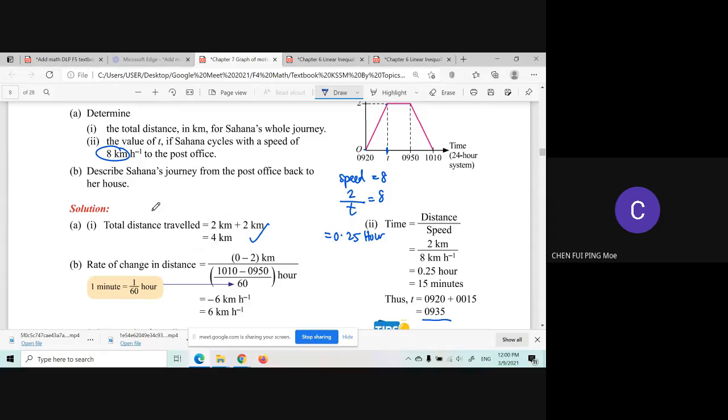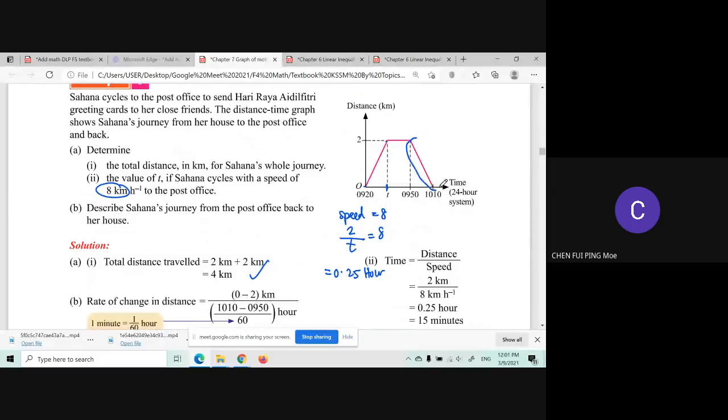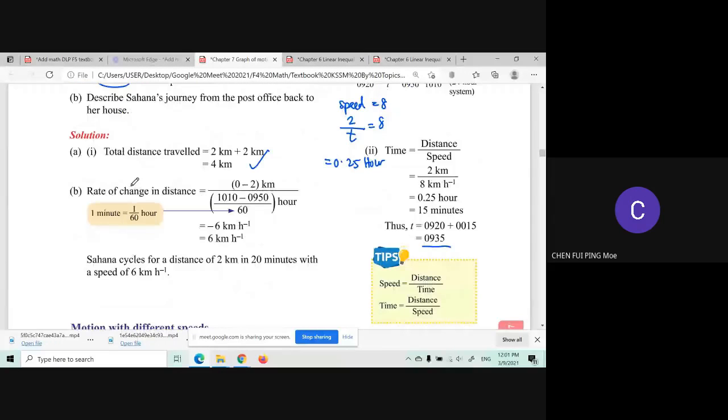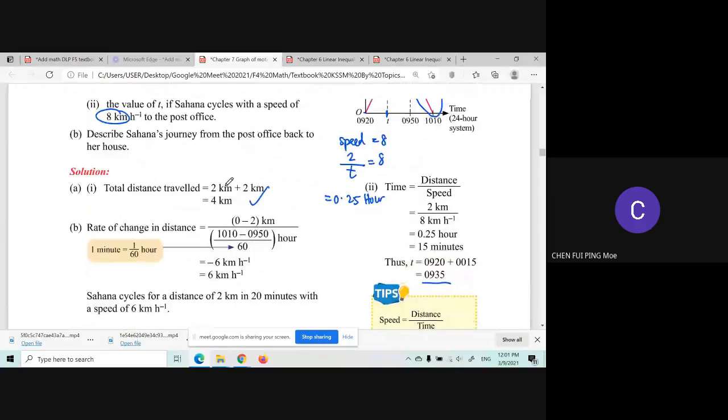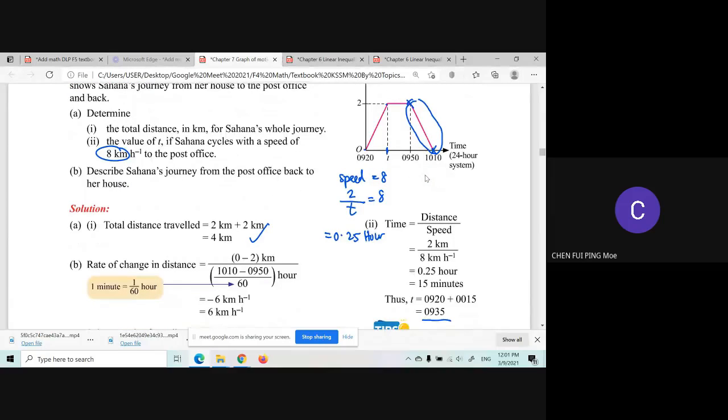And then question B. Describe her journey from the post office back to her house. How to describe? We need to describe this part, back to her house. So do like just now. Go and find the rate of change of the distance, meaning find the speed. At this point, this one is 1010 minus 0950. Need to convert to minutes.